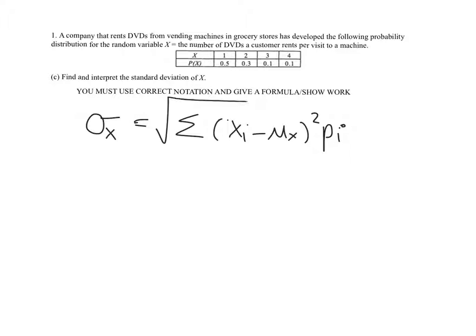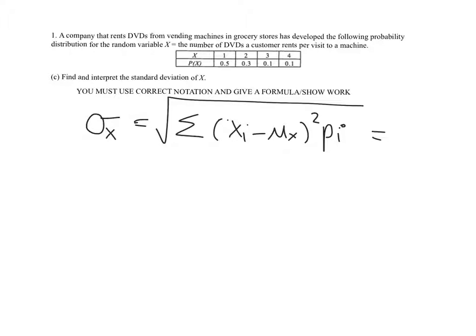For C, we need to find and interpret the standard deviation of x. So first, the formula we need is mostly on our formula sheet. Now the catch is, the one on your formula sheet looks like this. But that is for variance. On your formula sheet, there's a squared with the sigma, which tells you it's variance. Since we want standard deviation, we need to just put a square root over the whole thing.